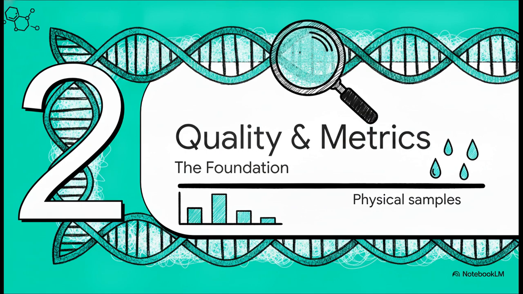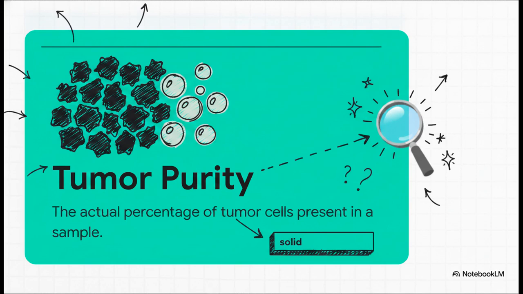Section 2, Sample quality and metrics, the foundation. So, the most brilliant bioinformatics analysis in the world? It means absolutely nothing if your physical sample quality is garbage. And that brings us to tumor purity. Tumor purity is simply the actual percentage of tumor cells present in your sample compared to healthy normal cells. Imagine you get a sample with a tumor purity of 70%. That's a great, strong sample. But if you have very low tumor purity, you've got a major problem on your hands. Why? Because the background noise from all those healthy cells can basically drown out the cancer cells, causing us to completely miss low-frequency genetic variants. Your foundation absolutely must be solid.